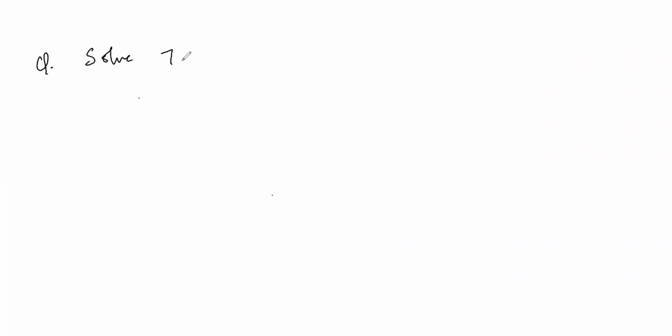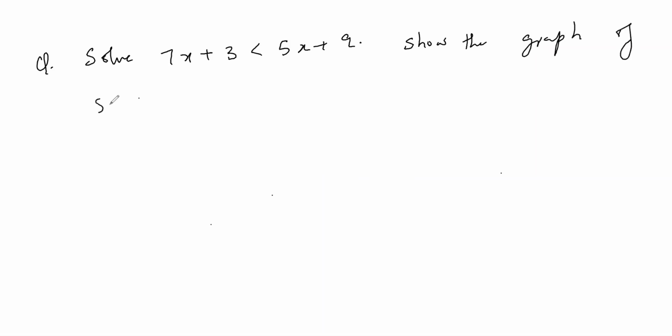Solve 7x plus 3 less than 5x plus 9. Show the graph of the solution on the number line. So in this question, 7x plus 3 less than 5x plus 9, it will naturally be 2x less than 6, or x less than 3.